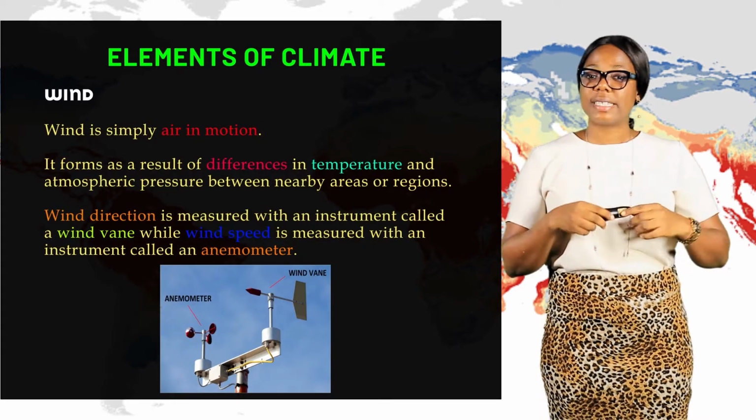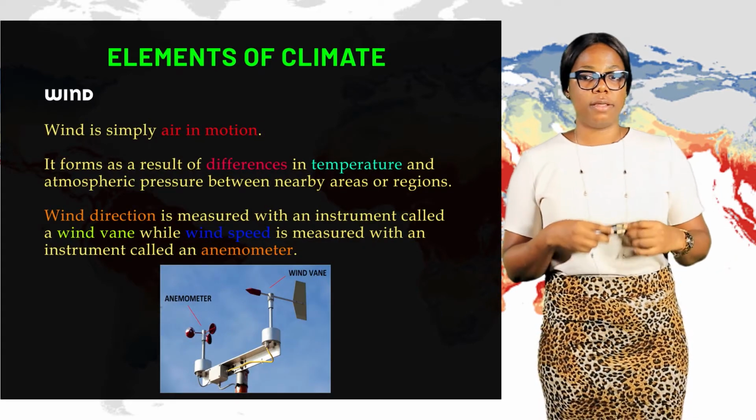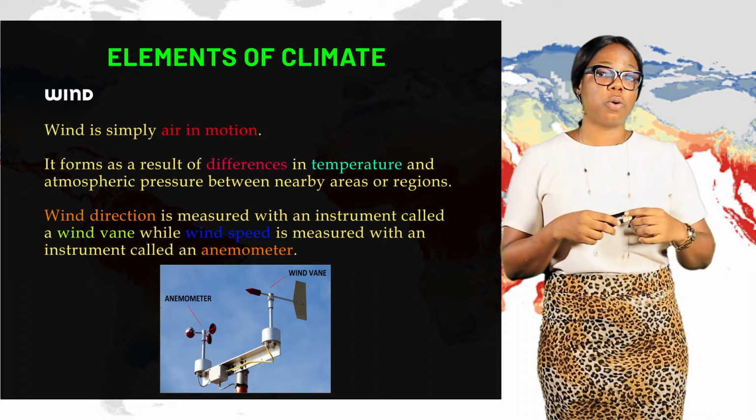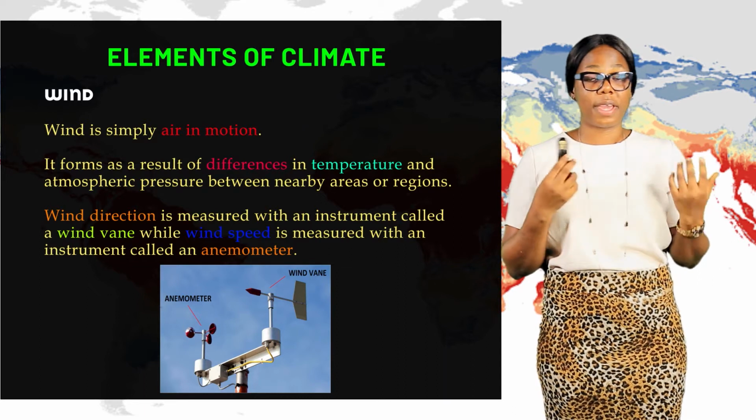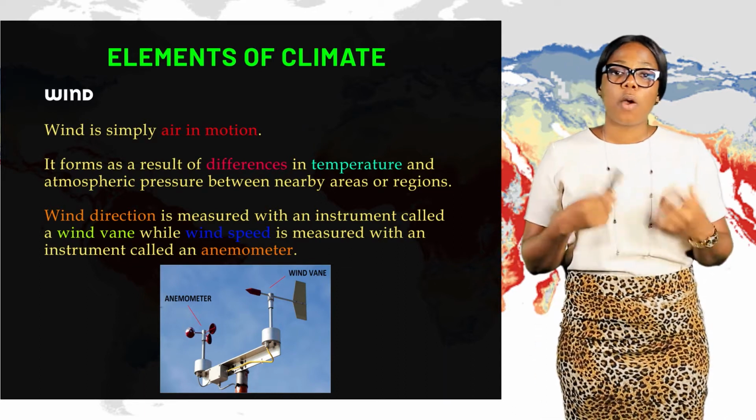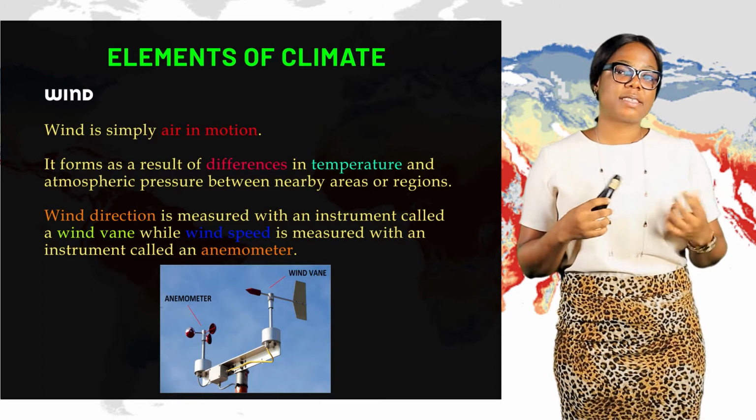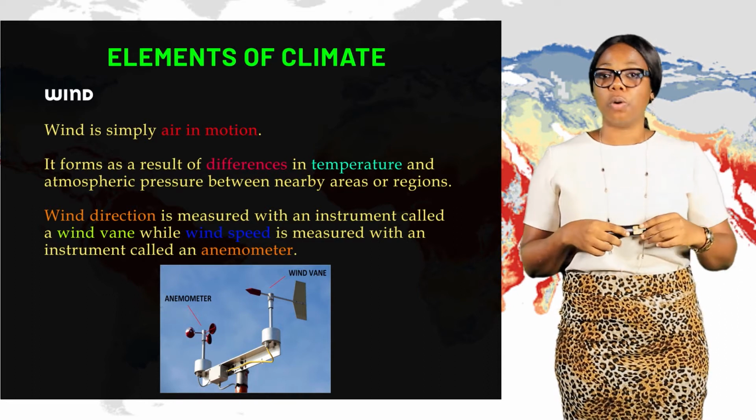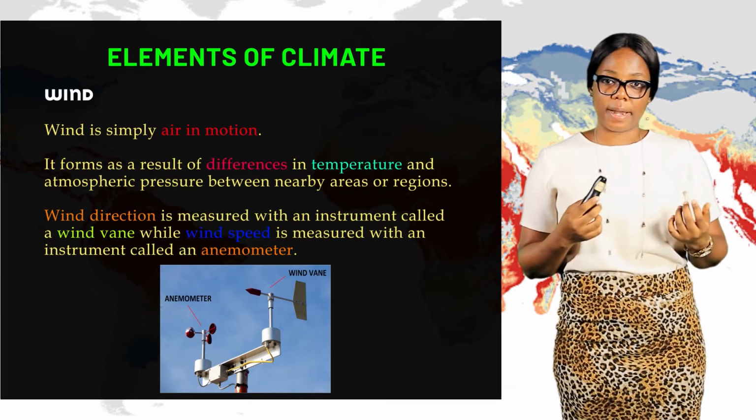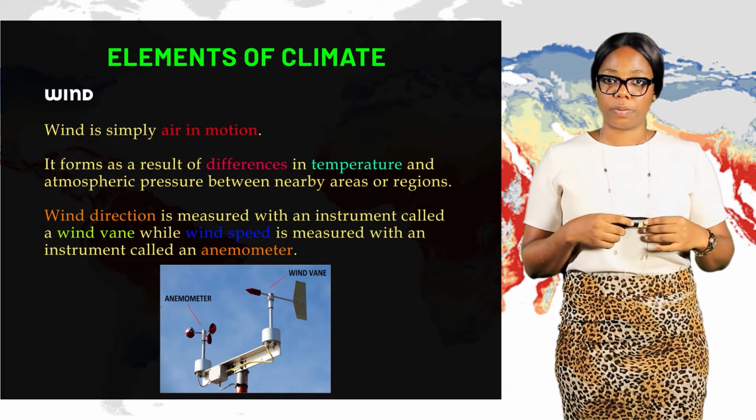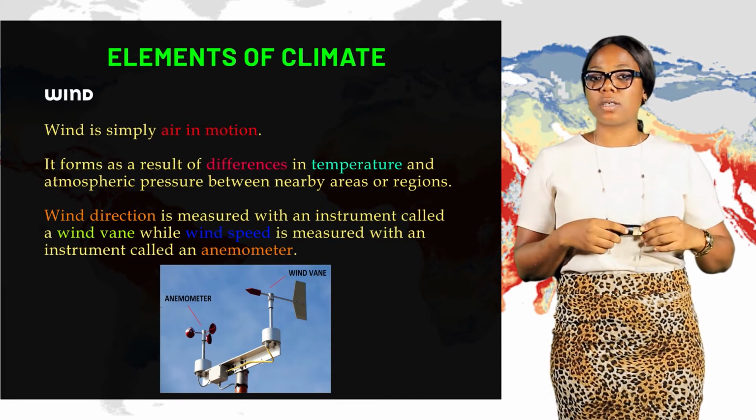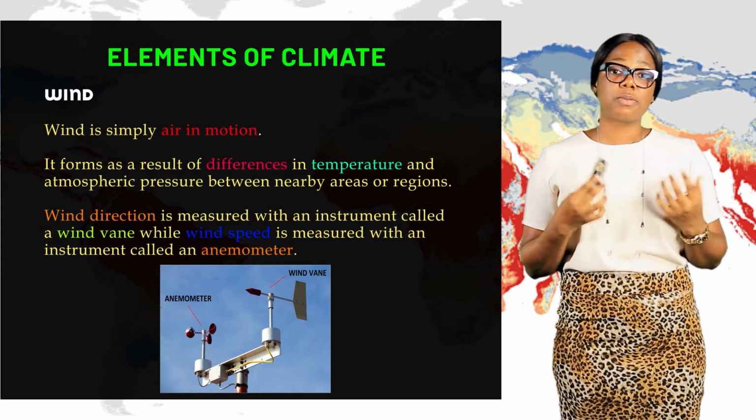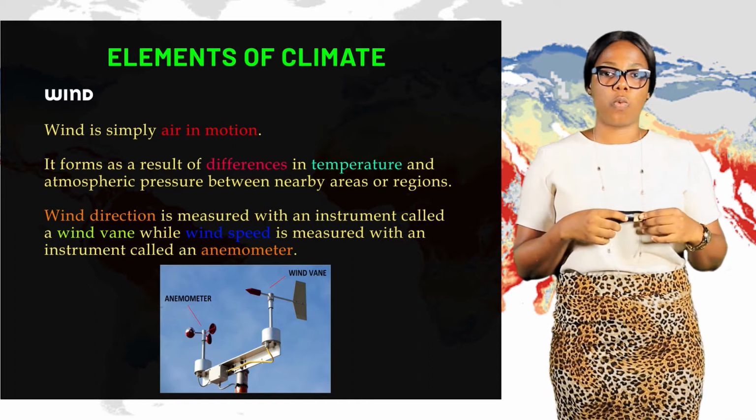Wind. Wind is simply moving air or air in motion. It occurs as a result of the differences in temperature and atmospheric pressure between locations or regions. Wind forms when the sun hits different parts of the atmosphere differently. This difference in temperature causes warm air to expand, giving it less pressure. This expansion replaces cold air, and the movement causes movement of air. This movement of air is simply known as wind.